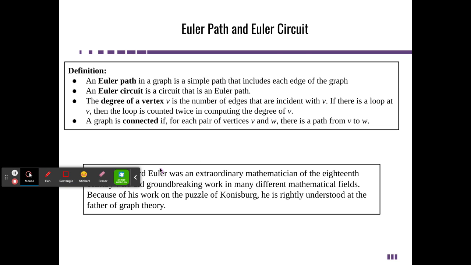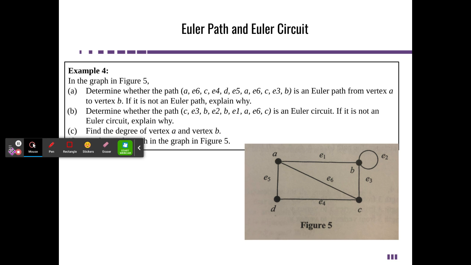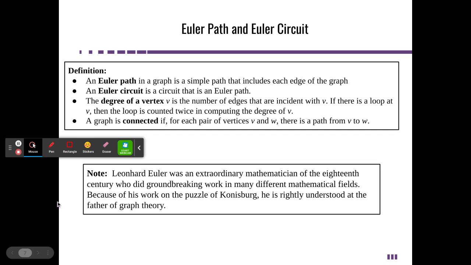All right, so that takes us to our conversation about introducing Euler. Just as a quick side note, Leonhard Euler was an extraordinary mathematician of the 18th century who did groundbreaking work in many different mathematical fields. He's famous for the Königsberg puzzle, where the city of Königsberg wanted to figure out ways to do routes through the city, and they only had so many bridges, and they wanted to be able to pass on the bridges. So this idea of paths versus circuits and so forth.